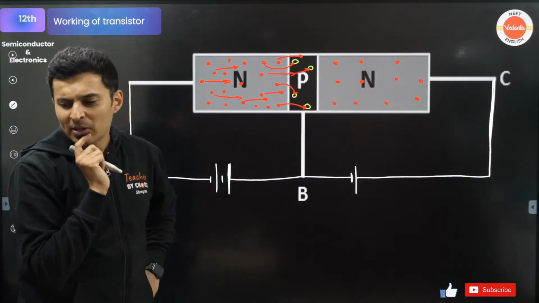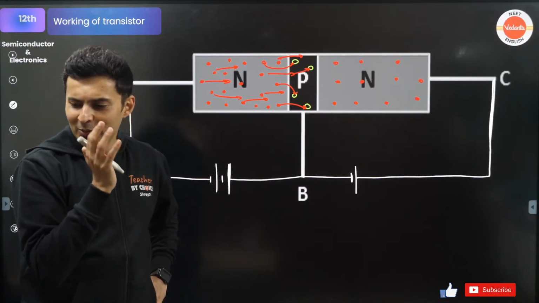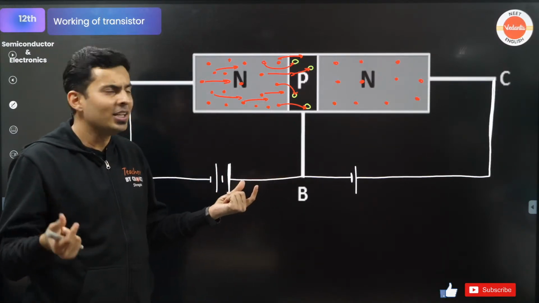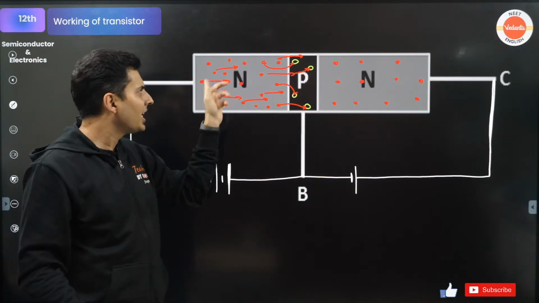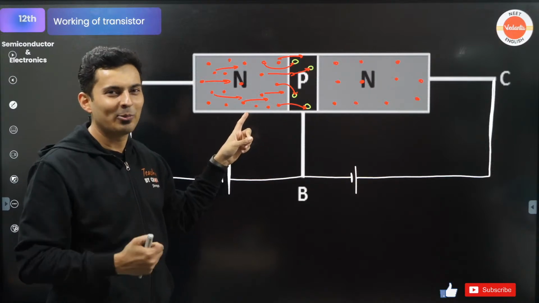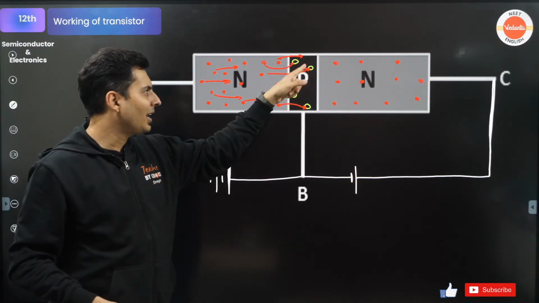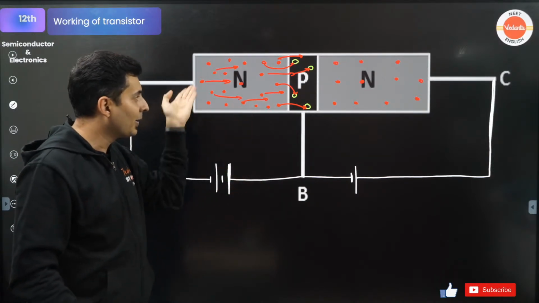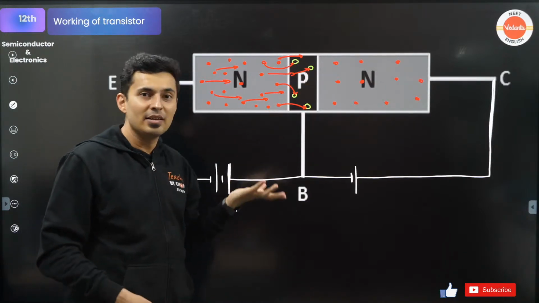But there is a problem, guys. Everyone should tell me what the problem is. There are some holes here, and there are these electrons here. What is the problem, my dear students? Count the number of holes here. I think I have 1, 2, 3, 4. Very few holes, and there are so many electrons. So what is the problem? Can all these electrons go meet these holes?